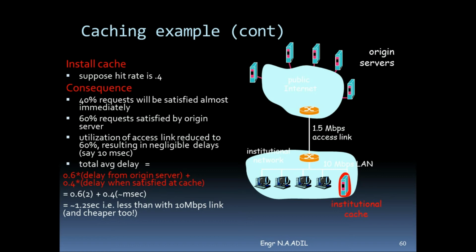So install a cache. Suppose the hit rate is 0.4. Consequences: 40% of requests will be satisfied almost immediately, and 60% of requests are satisfied by the origin server. Utilization of the access link is reduced to 60%, resulting in negligible delays, say 10 milliseconds, which is very much negligible. Total average delay is equal to 0.6 multiplied by the delay from the origin server plus 0.4 multiplied by the delay when satisfied at the cache. So 0.6 multiplied by 2 plus 0.4 multiplied by milliseconds, that is about 1.2 seconds. That is less than with the 10 Mbps link, and cheaper too.